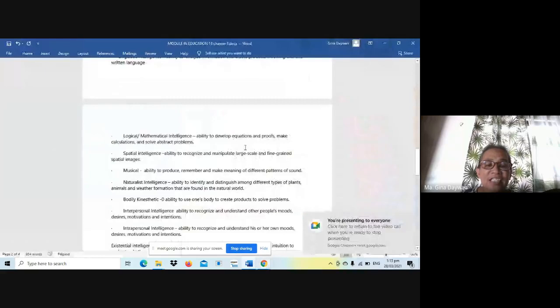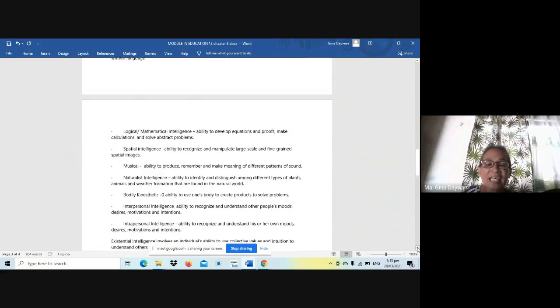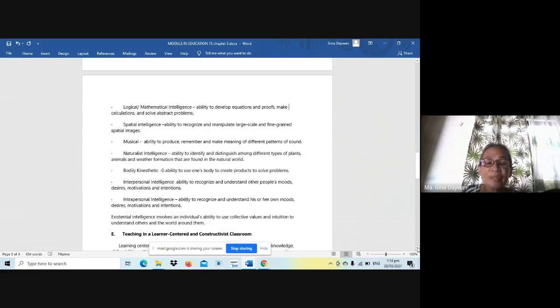Okay, so we have spatial intelligence, which is the ability to recognize and manipulate large-scale and fine-grained spatial images. And then we have the musical, which is the ability to produce, remember, and make meaning of different patterns of sound. Now this is applied to music, no? Right? Then we have the naturalistic intelligence, the ability to identify and distinguish among different types of plants, animals, and weather formation that are found in the natural world.